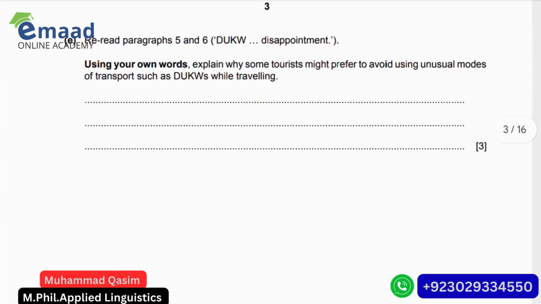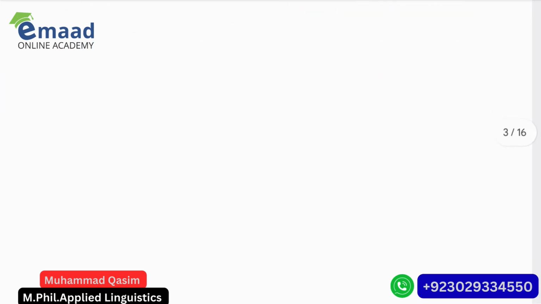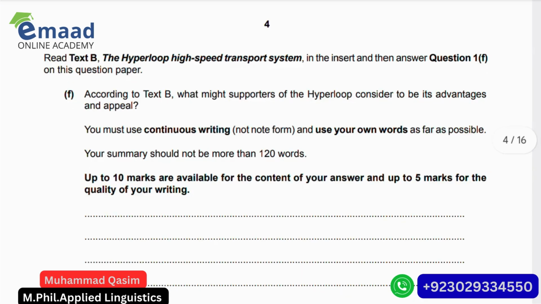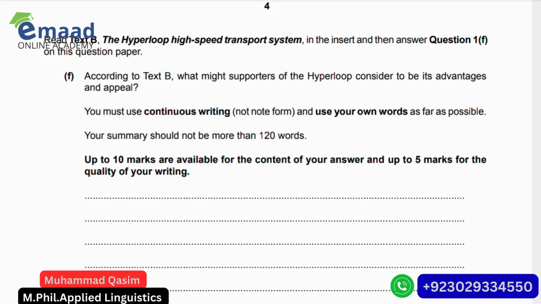Again, D, E. Using your own words, explain some tourists. So these are all simple reading comprehension type questions that you are already very much familiar with. But here comes the F component of question 1. This question is not based on text A, but on text B. This is the summary question. So if we see, question 1 consists of two things, comprehension and summary task. So the F component is based on the summary task.